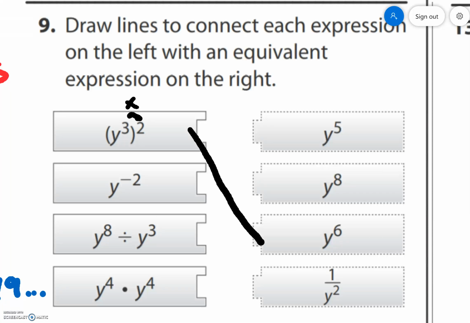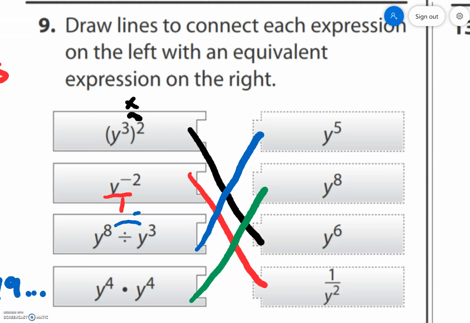If we have a negative exponent, we can put it over 1, flip the fraction, and lose the negative sign. Now, the quotient of powers property says that when I'm dividing, I keep the base and subtract the exponents. So 8 minus 3 is 5, meaning next there. Last but not least, y to the 4th times y to the 4th should be y to the 8th, but let's double check. Keep the base and add the exponent. The product of powers property gives us y to the 8th.